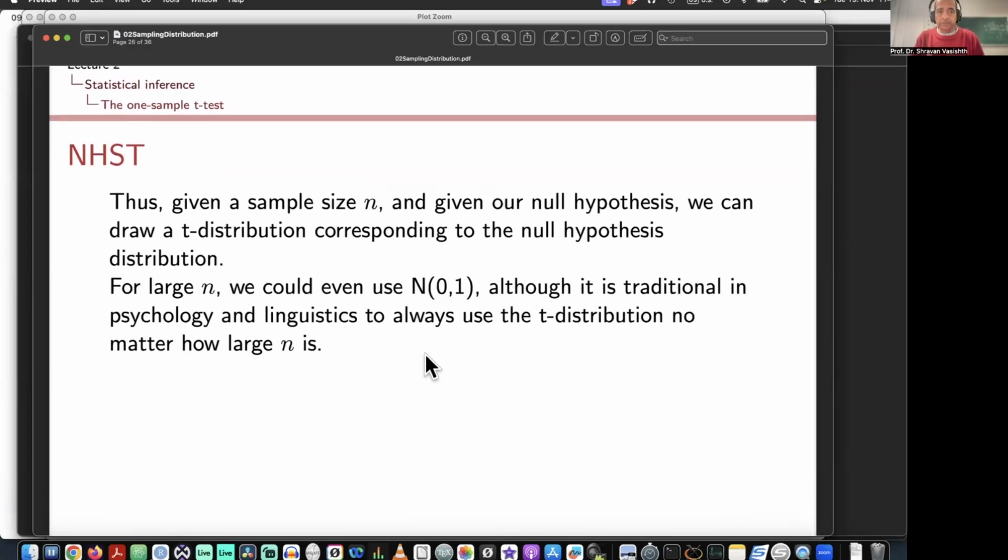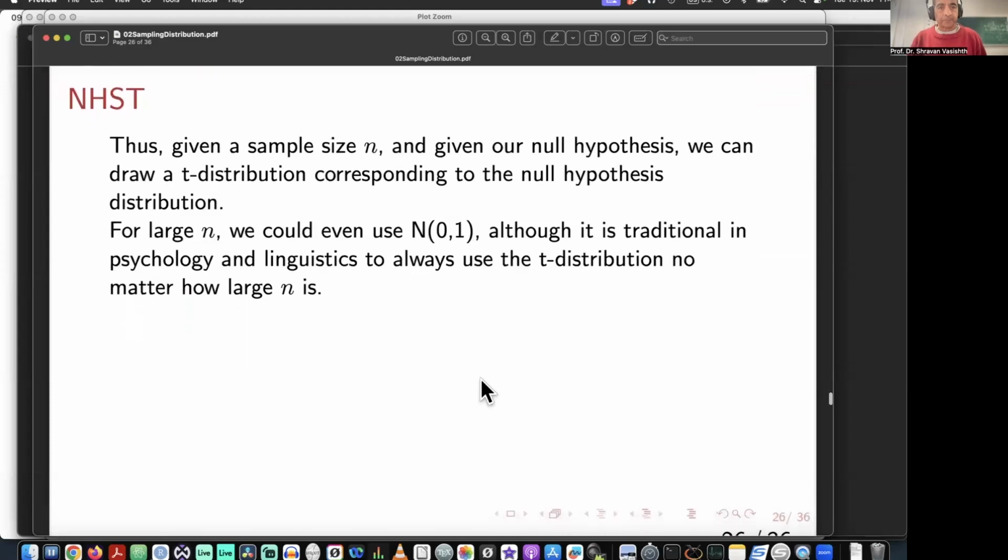So what this means is that when we collect data with a sample size n, we specify our null hypothesis, and having specified the null hypothesis and knowing the sample size, we can actually draw the t distribution corresponding to the null hypothesis distribution, right? And for large n, we could even use the standard normal distribution to describe the t distribution, but people don't do that. They will always use the t distribution just out of convention.